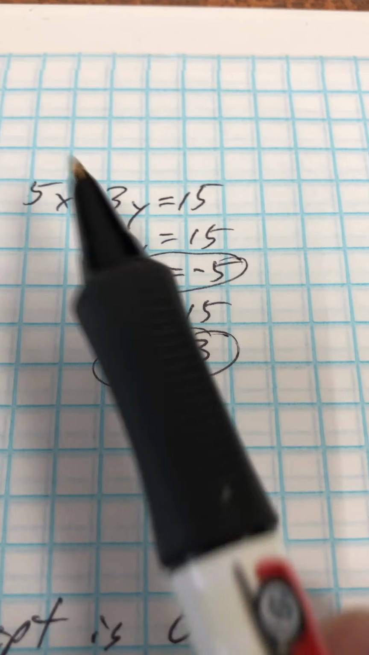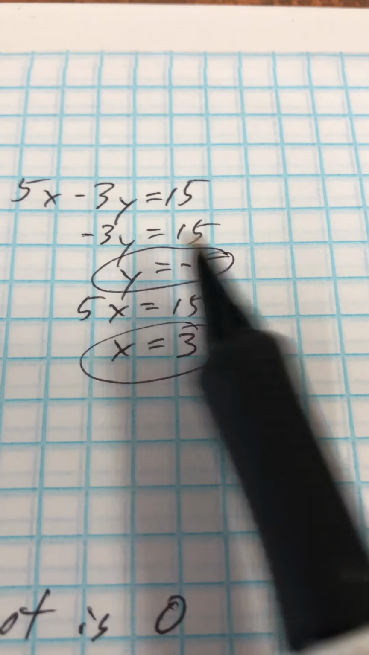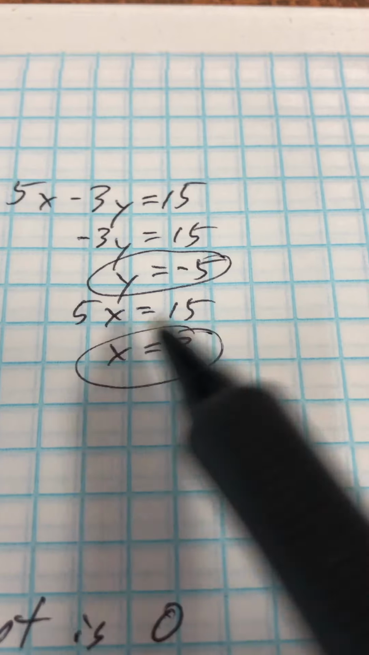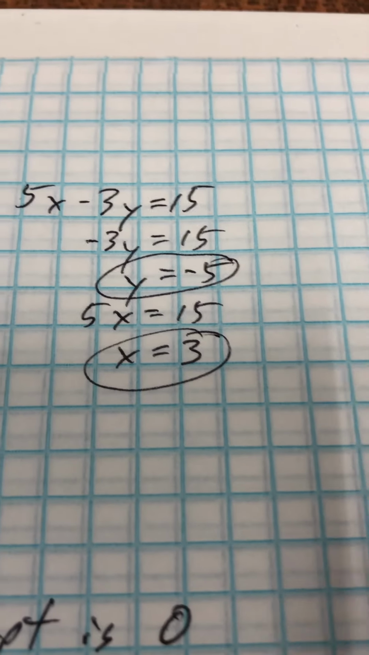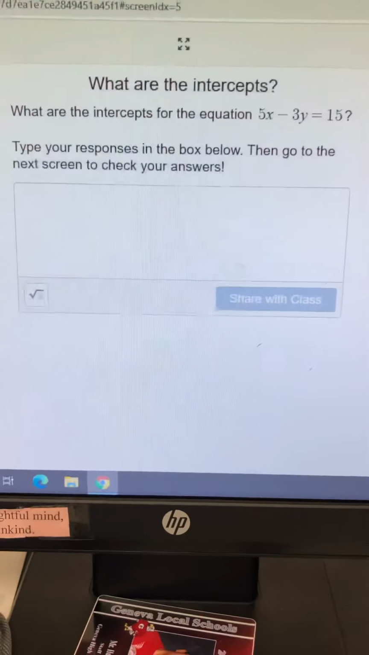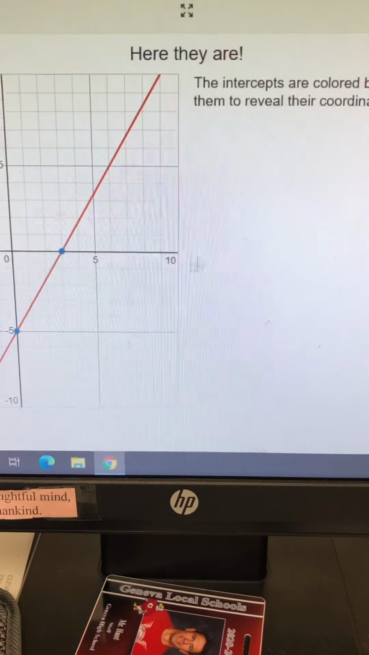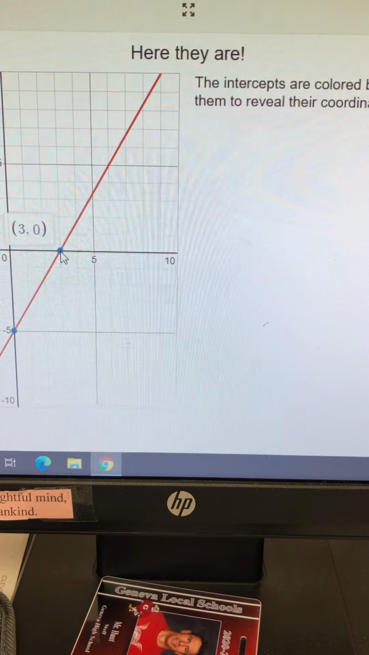So if x is 0, my y is going to equal negative 5, because 15 divided by negative 3 is negative 5. When y is 0, x is going to equal 3, because 15 divided by 5 is 3. Okay? All right, so you would type that in there and then go, and actually it tells you the answers. My x-intercept was 3.